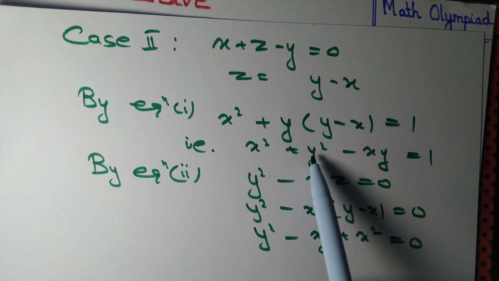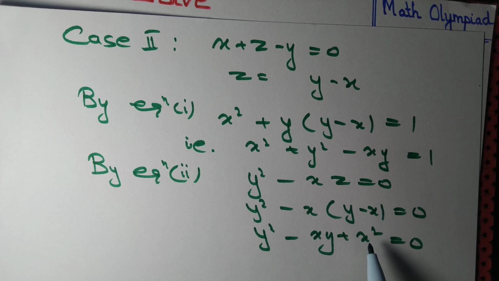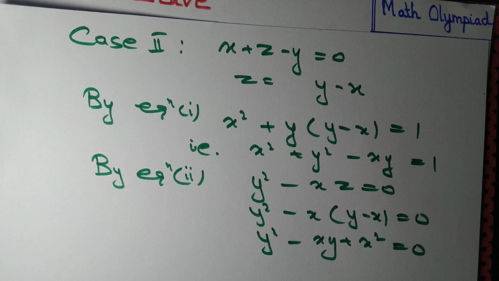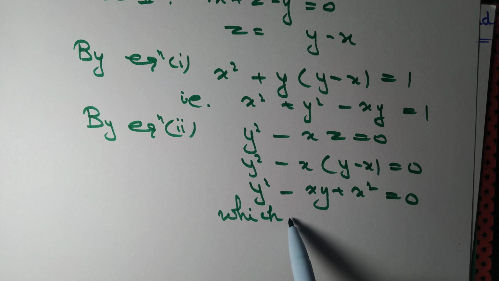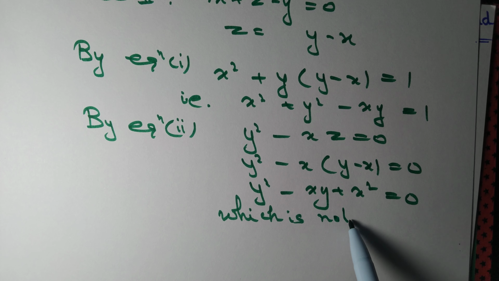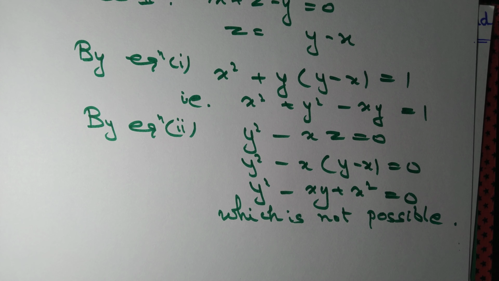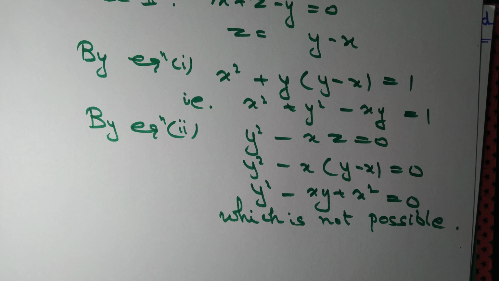See, here you have x square plus y square minus xy equal to 1, and here x square plus y square minus xy equal to 0. Same number equal to 1, same number equal to 0. That's not possible. So what happens is that in case 2 we could not find any real number that satisfies all the 3 equations. So in case 2, no solution.